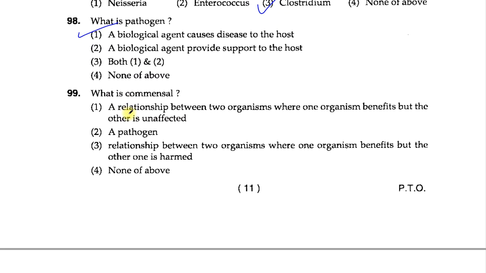Question 99. What is commensal? 1. A relationship between two organisms where one organism benefits but the other is unaffected. 2. A pathogen. 3. A relationship between two organisms where one organism benefits but the other one is harmed. 4. None of the above. The option 1, a relationship between two organisms where one organism gets the benefit but the other may or may not be affected, or remains unaffected, is the correct one.